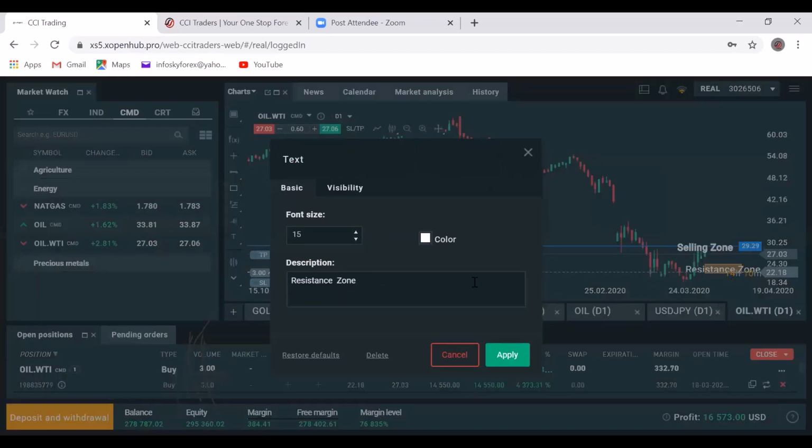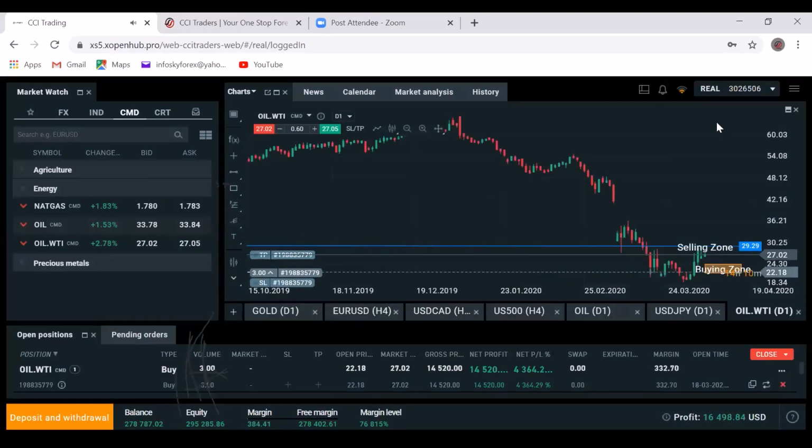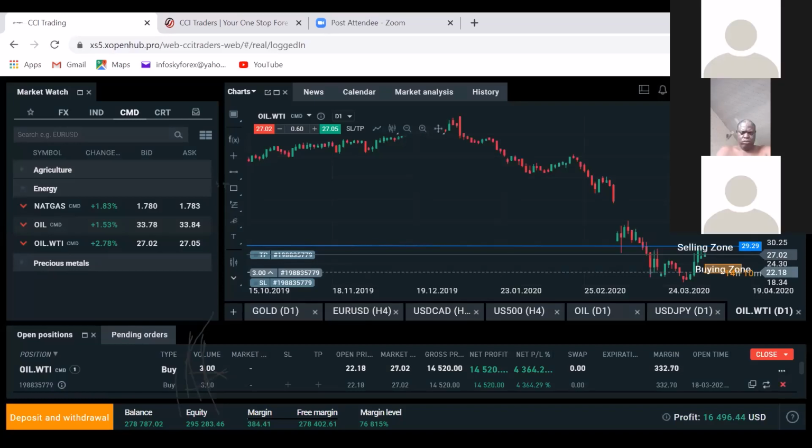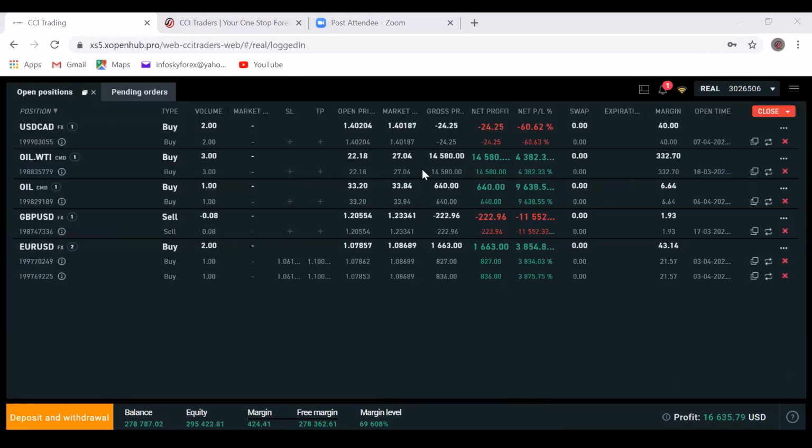Here you can get a buying zone for those of us who may want to buy oil for a long-time price. So I'm open for questions. If you want to ask me any question, I can answer you now.